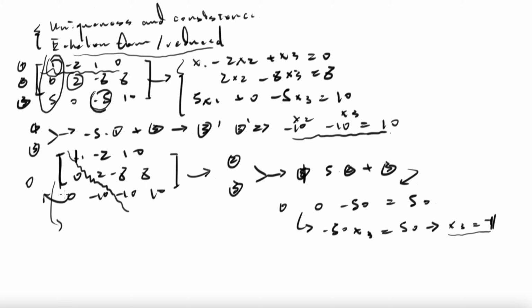So what will be the resulting matrix here? The resulting matrix will be 1, -2, 1, 0, and 0, -8, 8, and 0, 0, -1, 1.